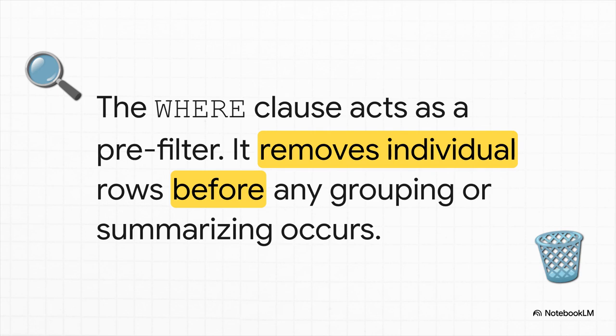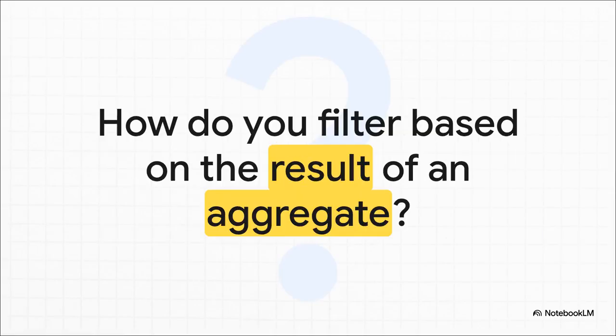This happens before any grouping or any math. For example, you might use WHERE to say, I only want to look at instructors who make between $90,000 and $100,000. But that leads to a really important question. How do we filter on the result of one of our aggregate functions? For example, how do we find only the departments where the average salary is over $42,000?